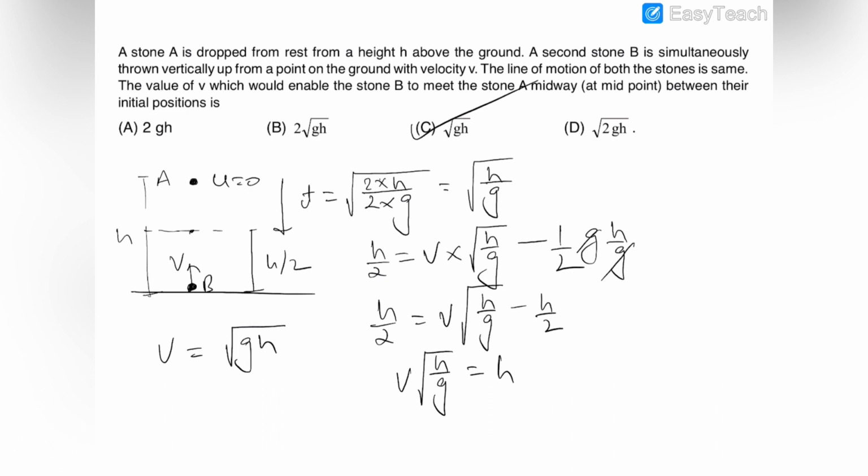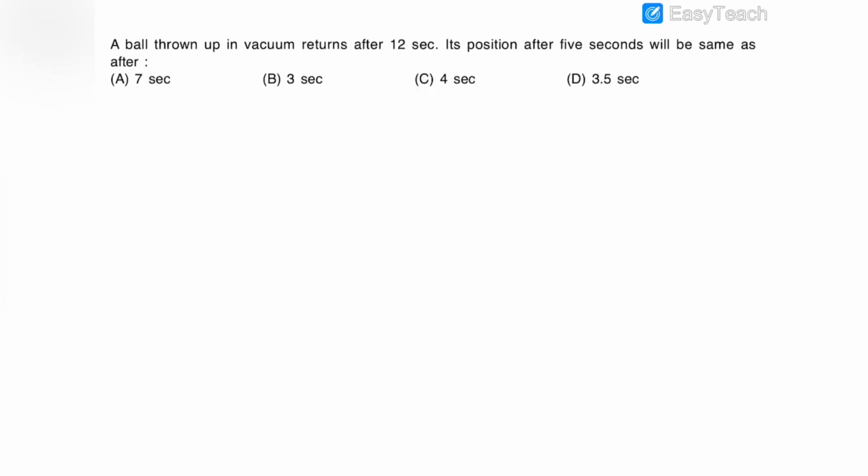Now let's move on to the next question. In this question, you can see that there is a ball which is thrown up in a vacuum and it returns down to the ground in 12 seconds. So we have to find out the time at which its position is the same as that at 5 seconds.